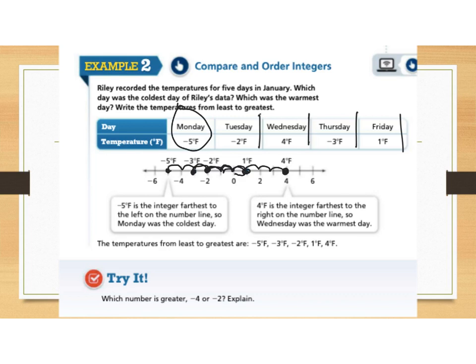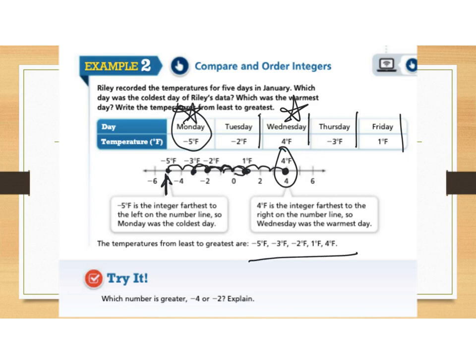So the question said, what was the warmest day and what was the coldest day? So which of these days would you say is the coldest? That's right. Monday, -5 is going to be the coldest because it's furthest to the left. Which day would be the warmest? Excellent. Wednesday, because that is furthest to the right. Now, once you have these numbers on a number line, it is very easy to order them from least to greatest, just as they did right here.